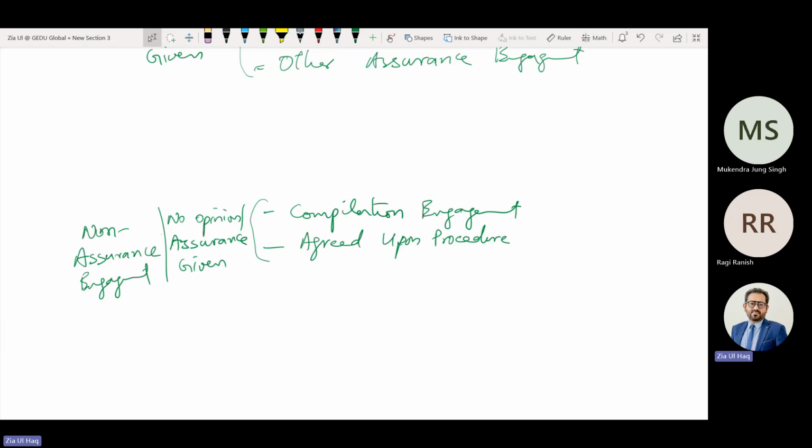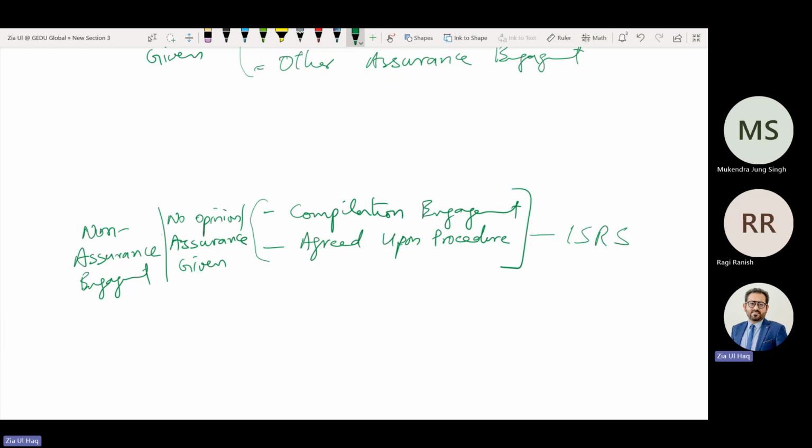Why do we need to provide a report? There are some standards, ISRS, the International Standard on Related Services. On compilation engagements and agreed upon procedures, there are standards called ISRS, the International Standard on Related Services, and those standards guide us. If we are providing any non-assurance engagement, we need to provide a report to clarify we are not giving an opinion or assurance.